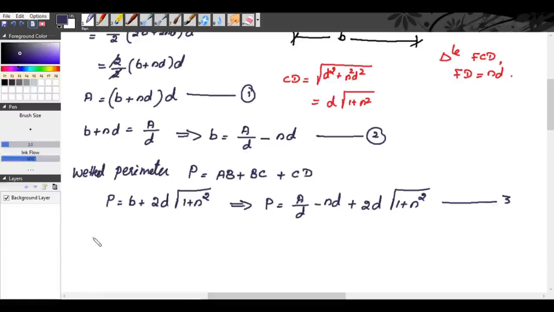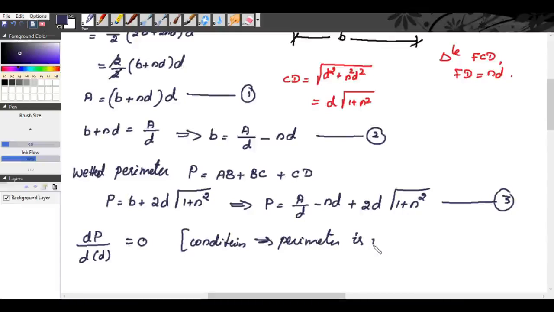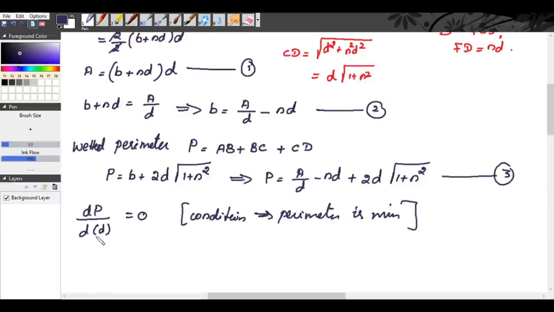So this is the condition. What is the condition? The perimeter is minimum. Wetted perimeter is minimum. So now we will differentiate.